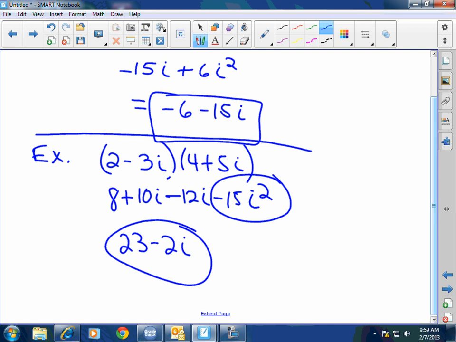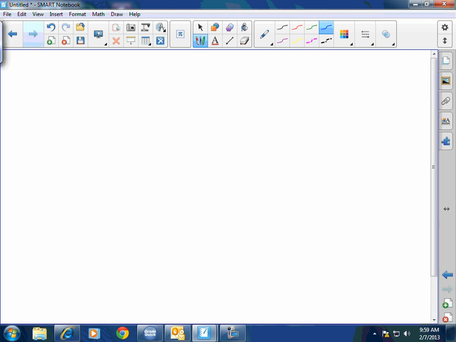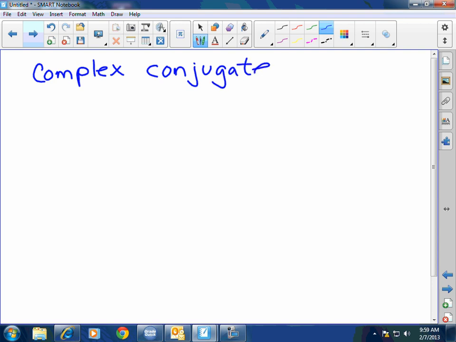We're good? Okay. Now, since we're already on multiplying, let's talk about, right quick, complex conjugates. Remember how we have to use conjugates whenever we have radicals in the denominator, whether it's by itself or a sum with a real number in a radical, and we have to multiply by the conjugate? Remember, we have to rationalize? Well, you're going to have to do the same thing with complex numbers.